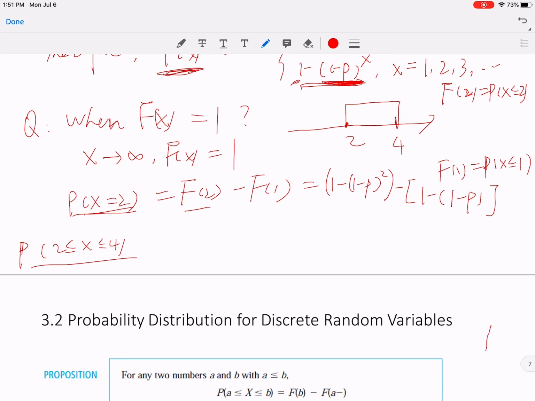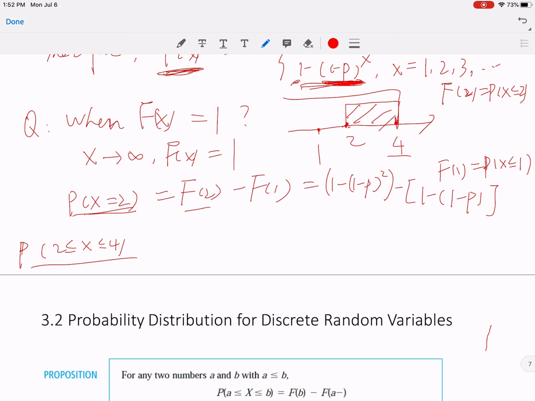We're looking for this. But we cannot find the probability of this interval directly with the given CDF over here. But what we can find is the probability of x is less than or equal to 4, right? And let me put a 1 over here. So what we want is the probability between 2 and 4, but we cannot find it directly from the CDF. But what we can find out is the probability x is less than or equal to 4. We can find the probability all the way to the left of 4, right?